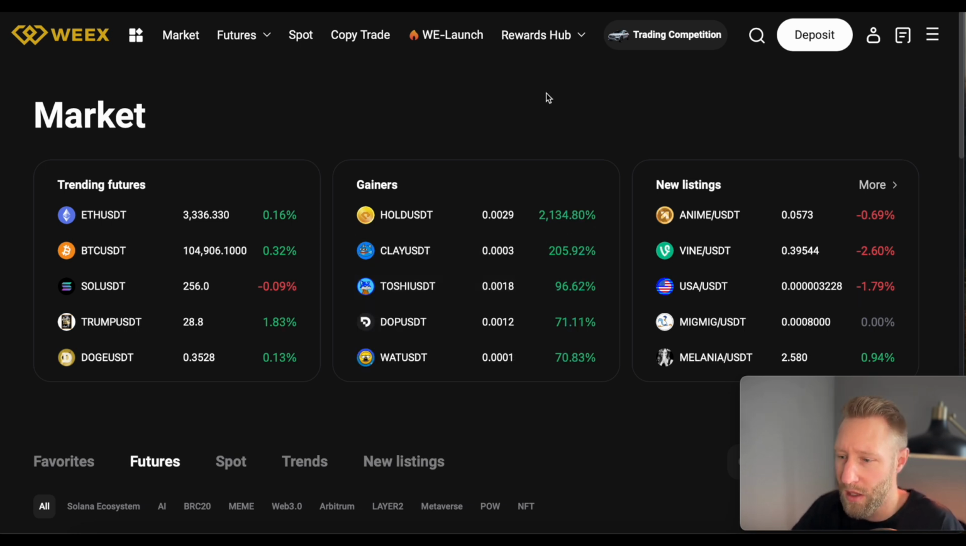Now, if you wanted to get into this before Coinbase listed it, you could buy this on Weex Exchange before that. This was listed well before Coinbase listed Toshi.